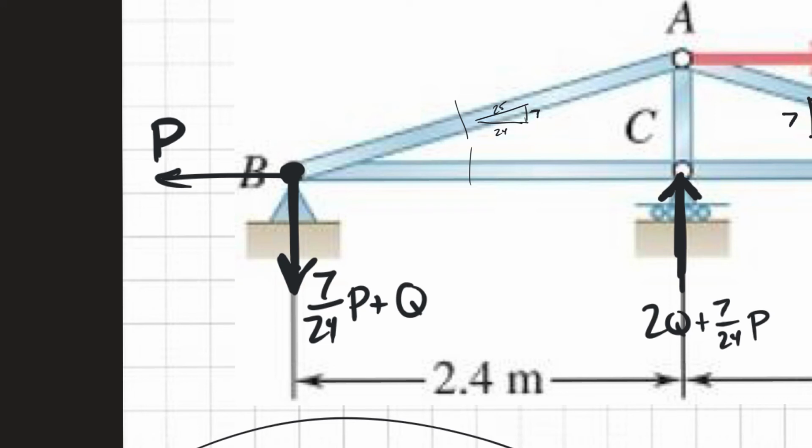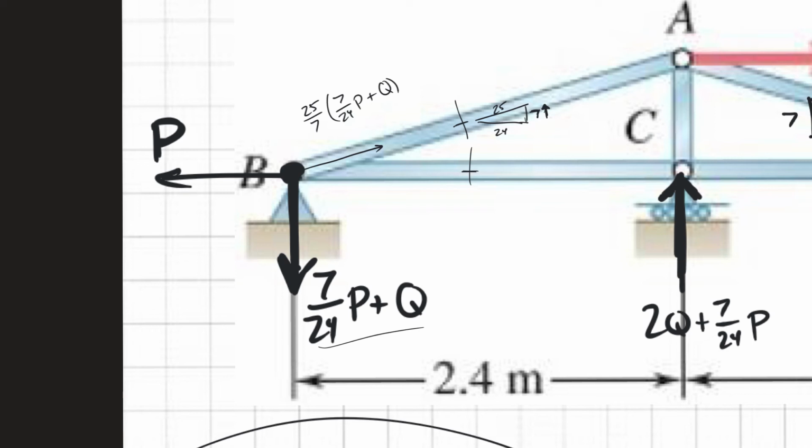Now, in the x direction, I've got 3 forces. I've got P, and I've got this one, and I've got this one. In the y direction, I've only got 2 forces. I've got this one, which I know, and I've got the vertical side of this one. So I know the vertical side of this one is 7, right? And it's going to be upwards. It's going to be 7/25 of that side. So if I want this side right here, this thing is going to be 25 over 7 times 7 over 24 P plus Q.